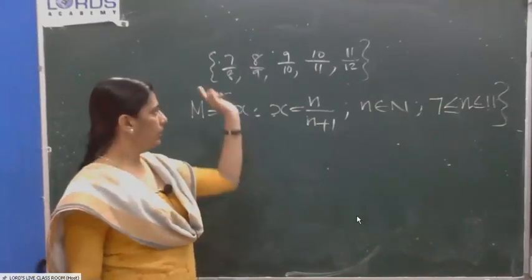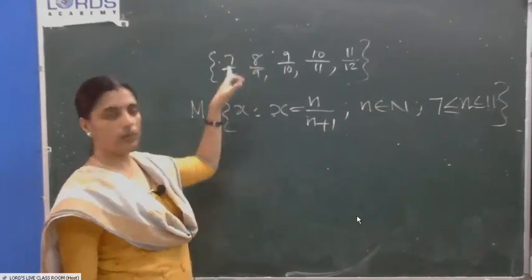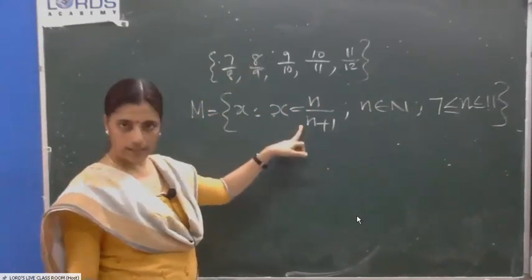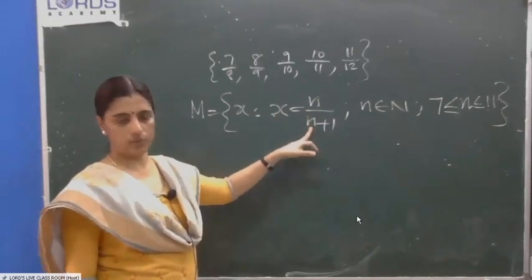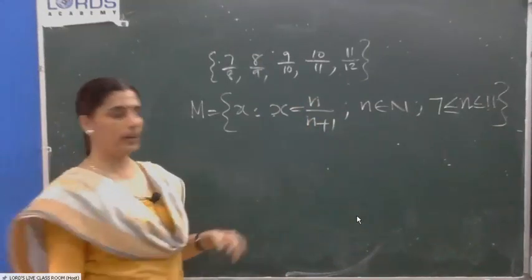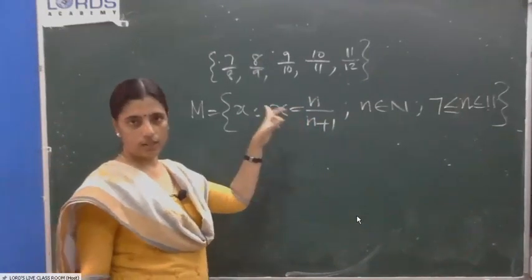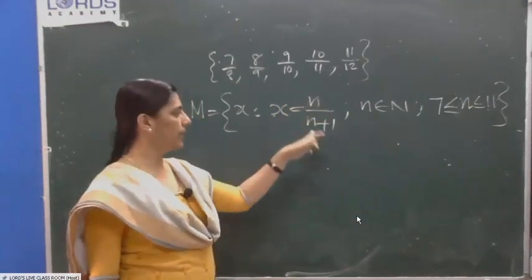Once more, you got the set. What is the speciality? Numerator and denominator, one difference. So generally I can write n by n plus 1. Any letter you can write. Usually they are using x, you cannot use it because x they used here. So here n or m or anything, n by n plus 1.